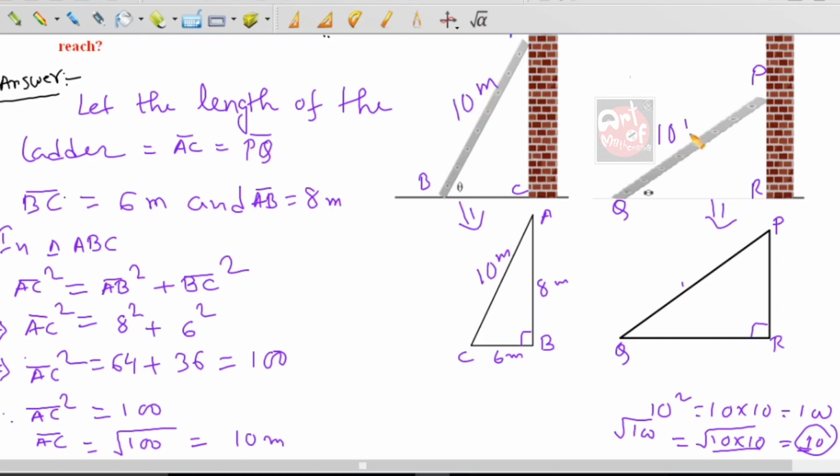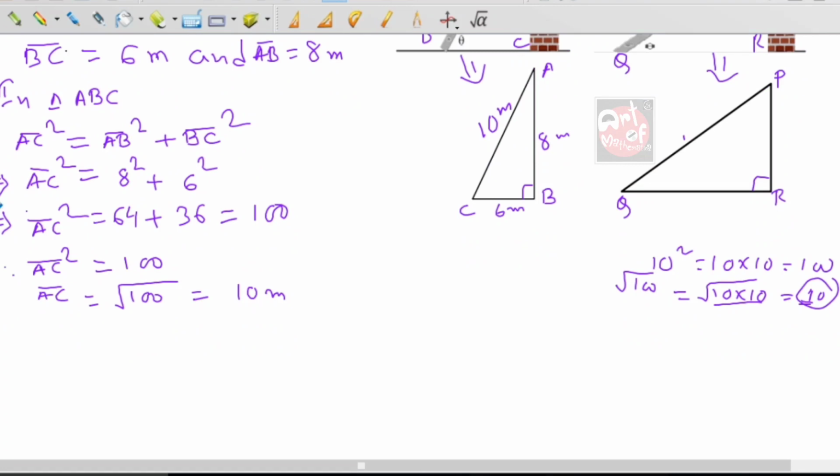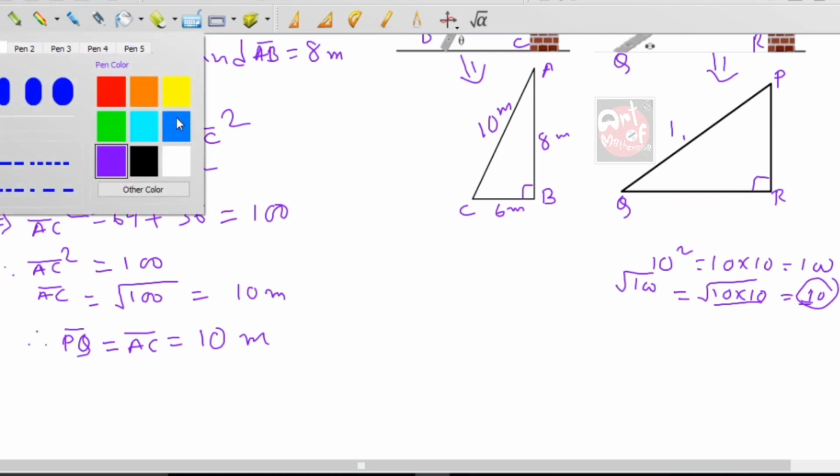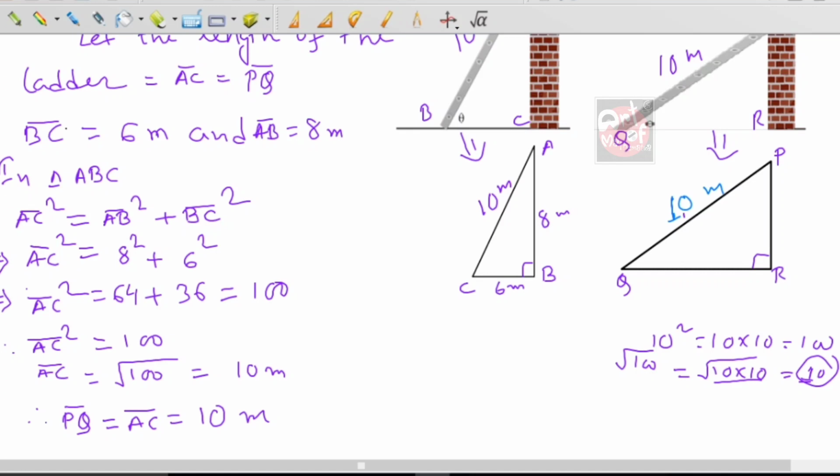Okay, so this is also 10 meter. So therefore here I can write, therefore PQ equals AC equals 10 meter, as I have told you. So this should be, now I am going to change the color, this should be 10 meter. Now some more information has been given.